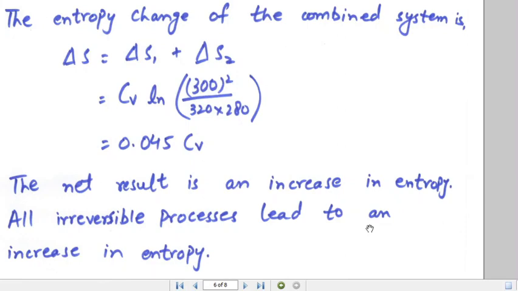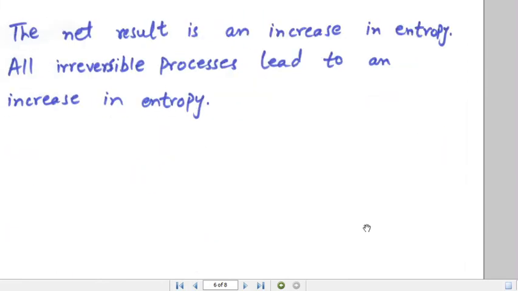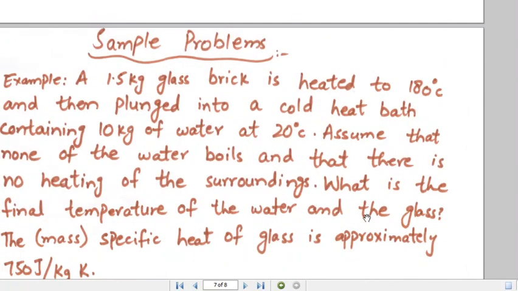There are two other cases in the book as well, that is, allowing the gas to flow into a vacuum. This is also an irreversible process. That problem I am going to give you as an assignment. So let's now discuss another sample problem.